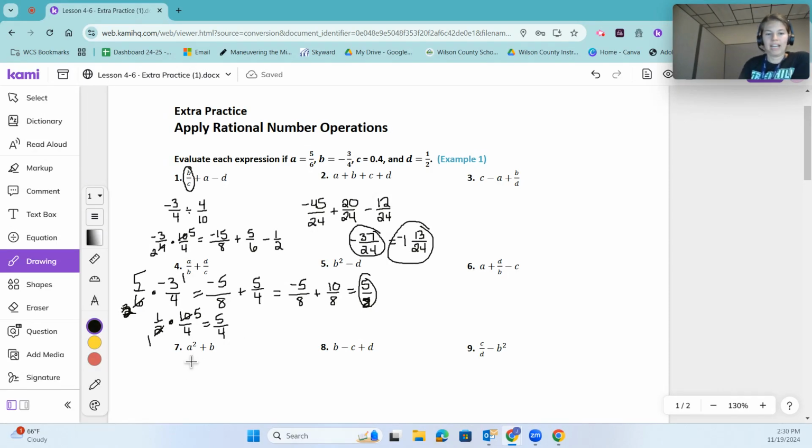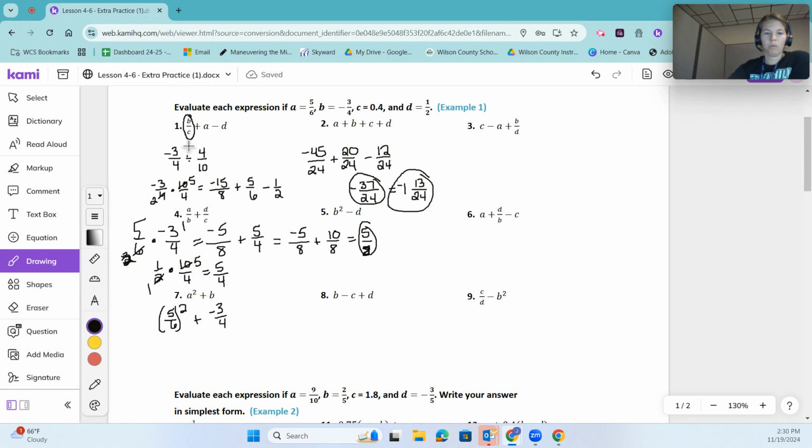If I have an exponent involved, I'm doing 5/6 squared plus B, which is negative 3/4. Notice in all of these my work is a little messy, but I'm following from left to right. I'm doing my multiplication and division first, then I'm adding and subtracting. In this case I have an exponent involved, so I need to do my exponent first before I add.